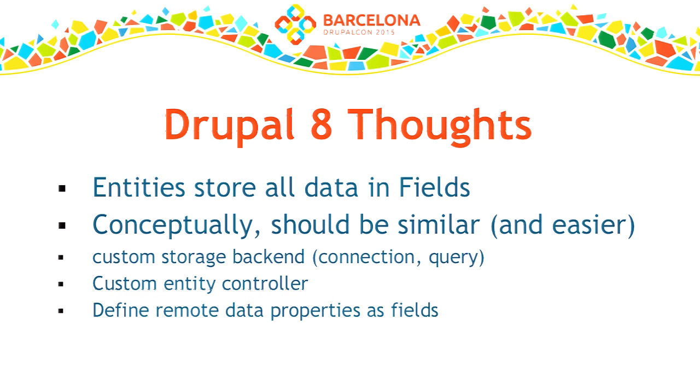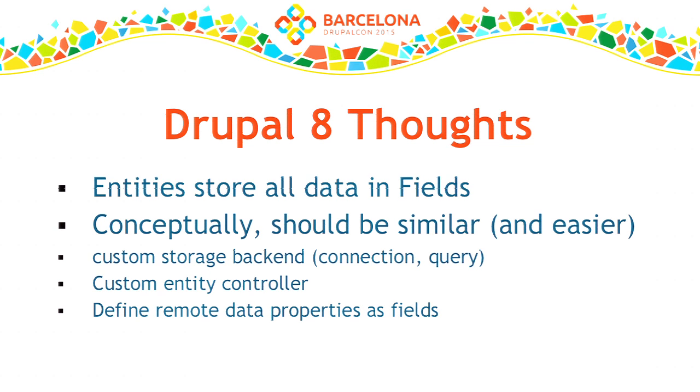Some thoughts on Drupal 8. Entities now store all data in fields. This property and fields juggling nonsense is gone. This is a huge opportunity for this external integration solution because field API, to be honest, is a million times better than entity properties. Entity properties are super basic and you get absolutely no theming with them. You basically just get a raw value.